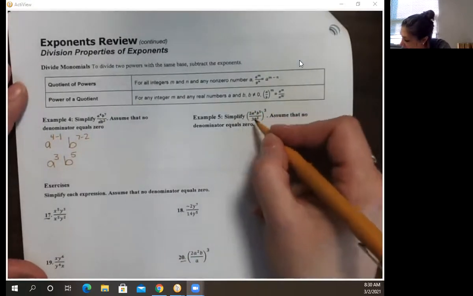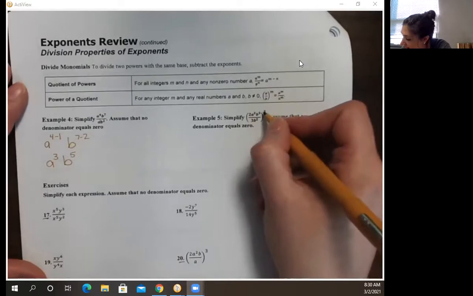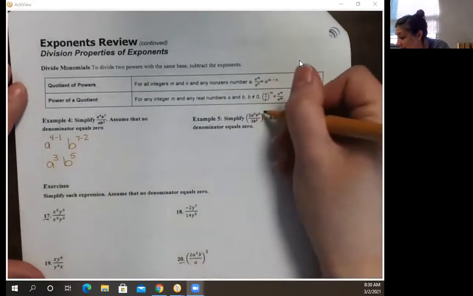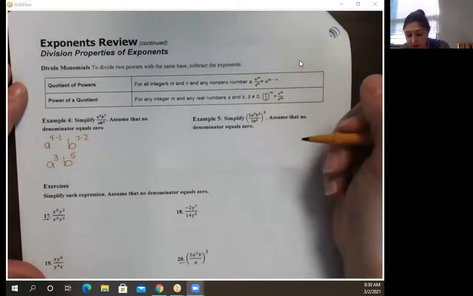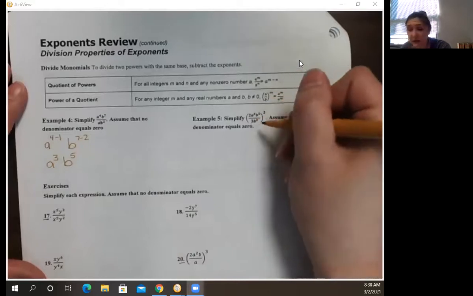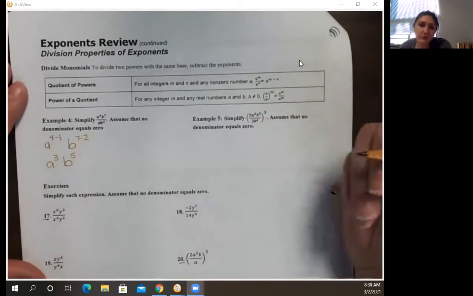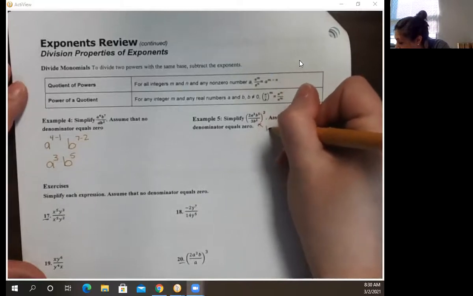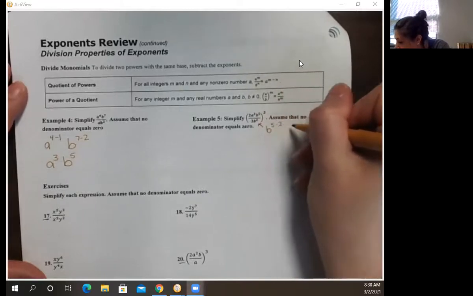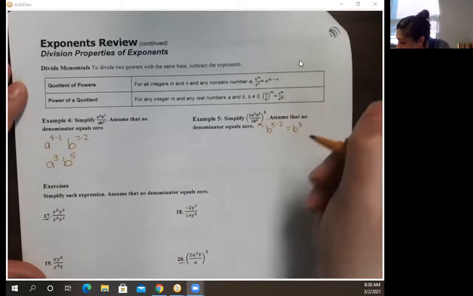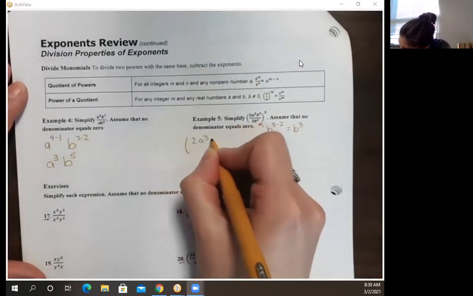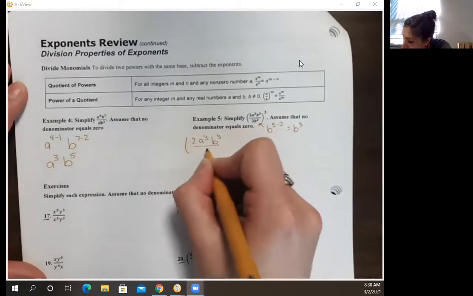For our second example here, we have a power outside of parentheses. I also noticed that inside my parentheses, I've got b on the top and b on the bottom. So I'm actually going to go ahead and reduce those first. You could distribute the power and reduce at the end if you wanted to. I'm choosing to reduce first. So I would have for my b's, b to the 5 minus 2, which would be b cubed. So I have 2a cubed, b cubed over 3.